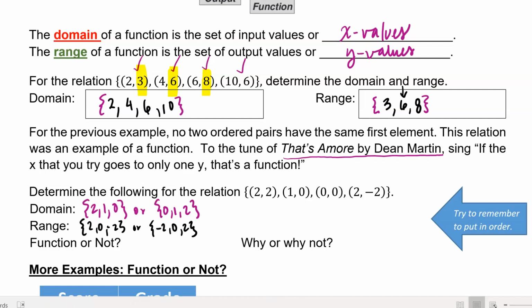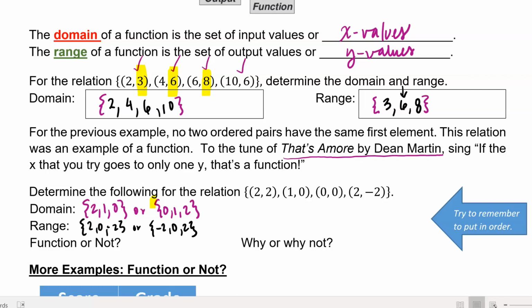Okay, so let's first go over what the domain is. If you wrote 2, 1, 0, you are correct. And notice I put "or" because it's best to put this in order from least to greatest, so I also wrote 0, 1, 2. It's the same, but it's best to be orderly about math. If you put either, I'm fine with it. And then for the range, if you put 2, 0, -2, or -2, 0, 2, then you are also correct.